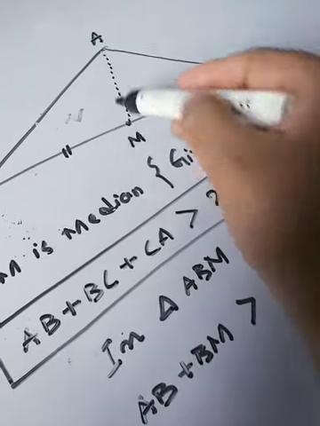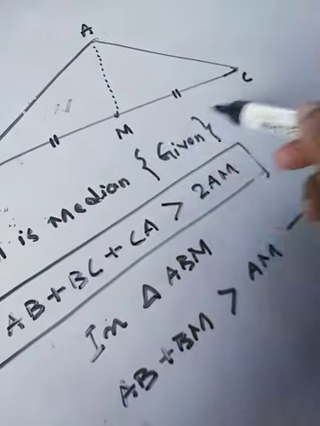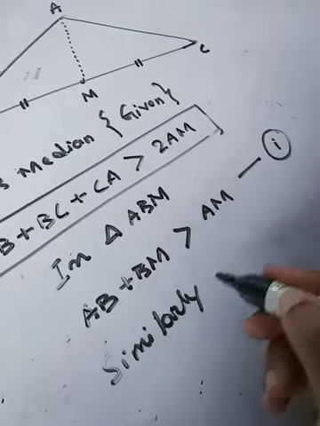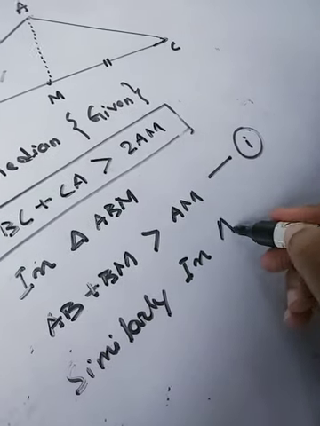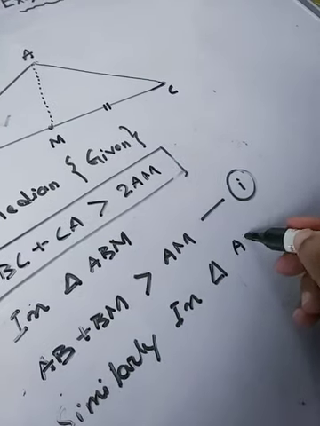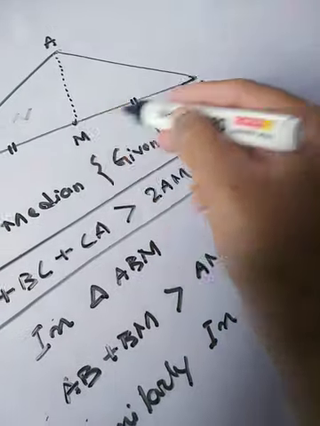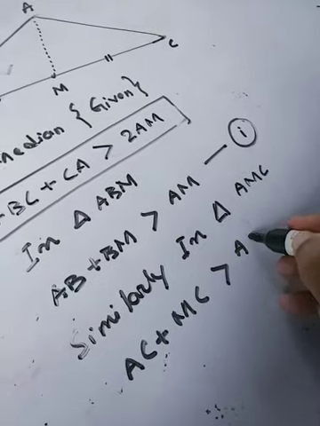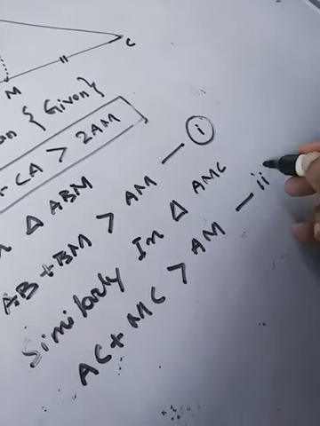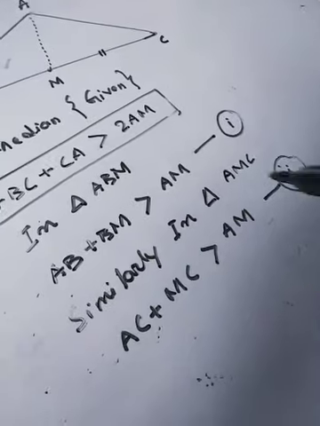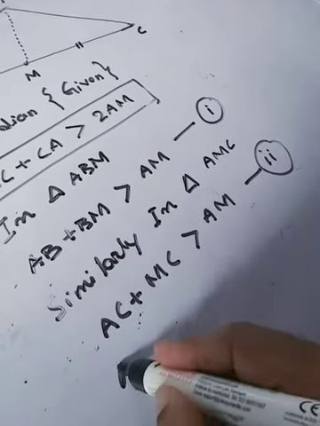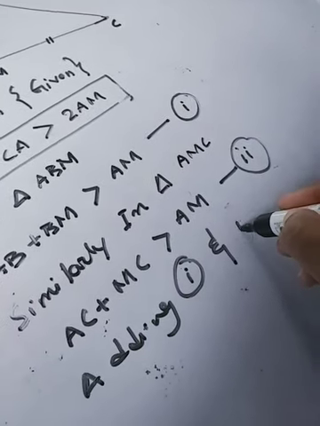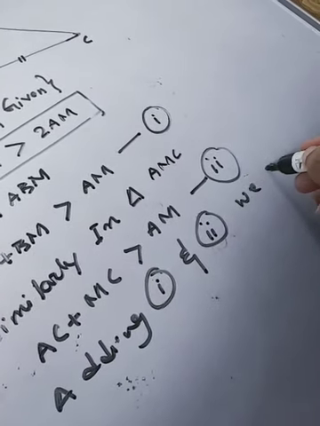Now we'll also work on another triangle, that is AMC. Similarly, in triangle AMC, AC plus MC is greater than AM. This is number 2. Now we'll add 1 and 2. Adding 1 and 2, we get.